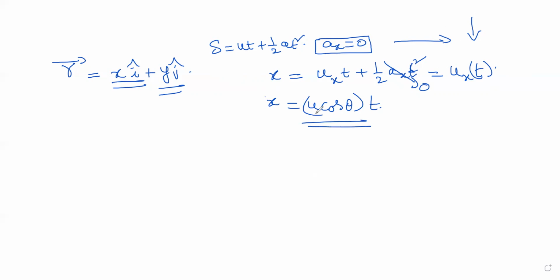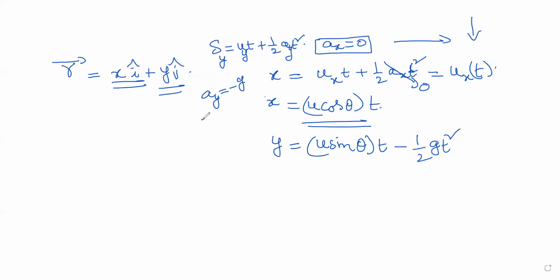And now we need the displacement in the y direction. So y is equal to, what is the velocity in the y direction? That is u sine theta, right, u sine theta times t minus half gt square. Why minus half gt square? Because this is the equation you have to remember: sy is equal to uy t plus half ay t square. ay is minus g and uy is u sine theta. So this is how you have the displacement in the y direction: u sine theta t minus half gt square.